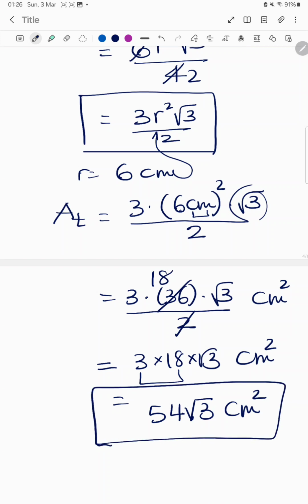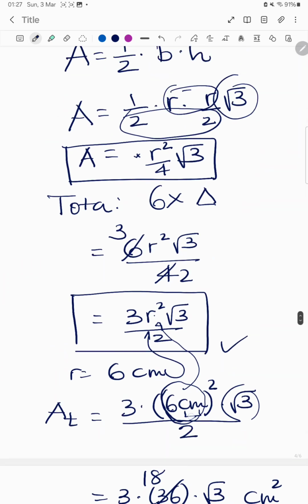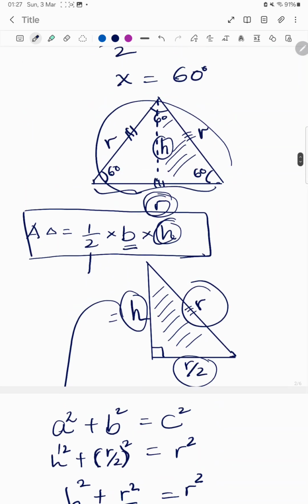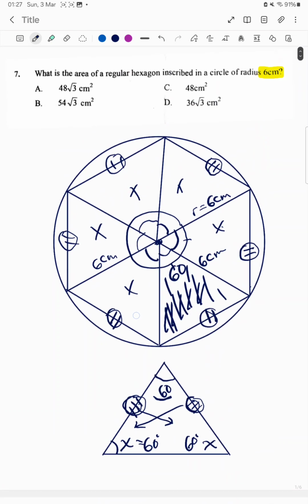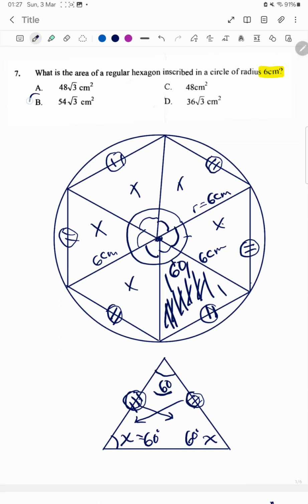Because the radius is 6 centimeter, we simply substitute 6 centimeter in place of r. When we are given a radius of, say, 10 centimeter, we can put 10 in here. Given a radius of, say, 12 centimeter, as far as it is a regular hexagon inscribed in the circle, this formula works perfectly. Let's go back to the question and see what choices we have there. So the correct answer is B, 54 root 3 centimeter square. Thank you for watching this video.